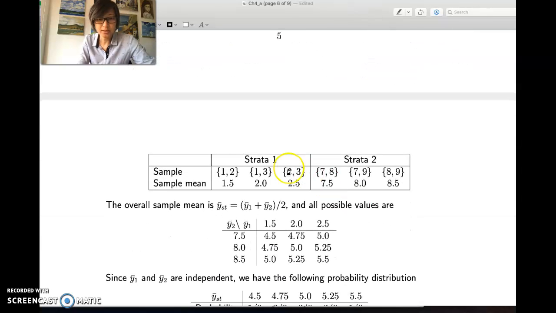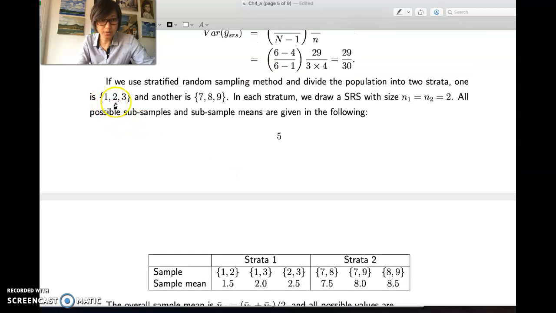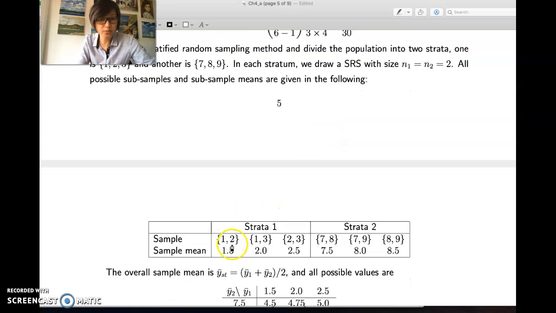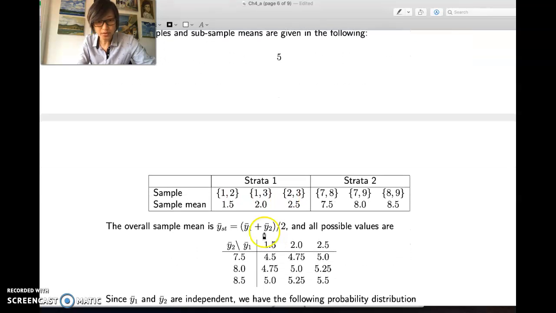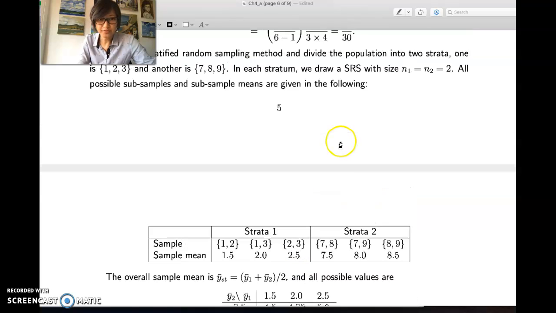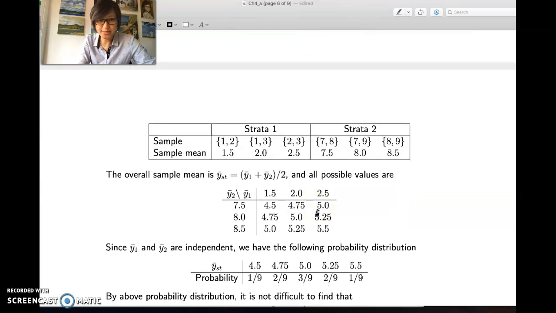In stratum 1, we have the population 1, 2, 3. We draw a simple random sample of size 2 within them. So we would have 3 samples drawn: 1 and 2, 1 and 3, and 2 and 3. Then we would have the means 1.5, 2, and 2.5. In stratum 2, we have the population 7, 8, 9, so we perform the same. So we would have the means 7.5, 8, and 8.5.